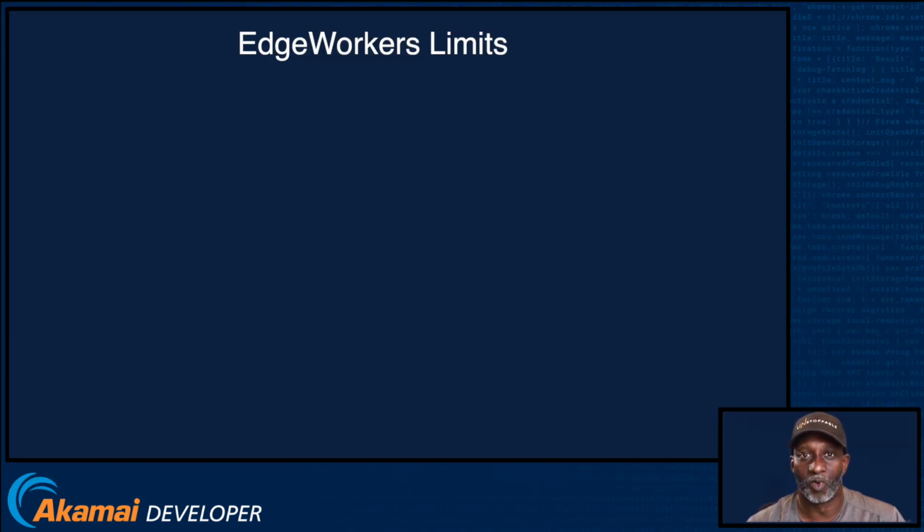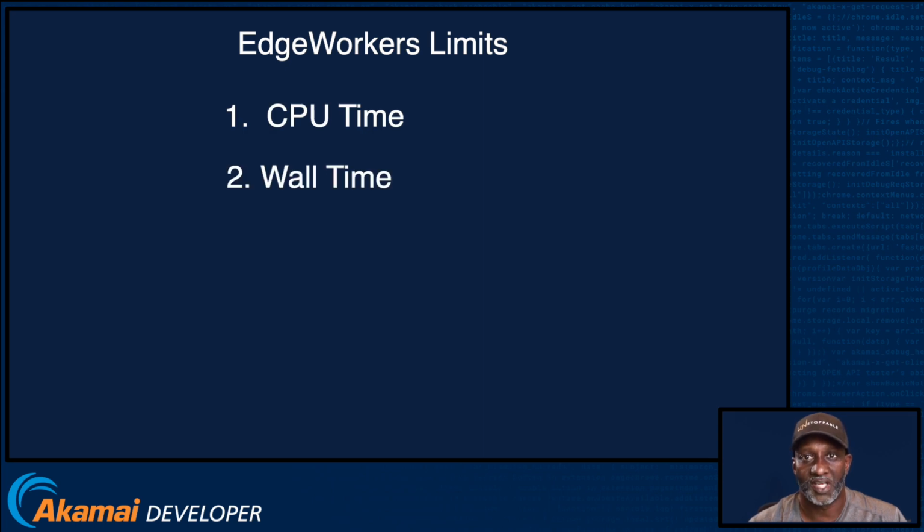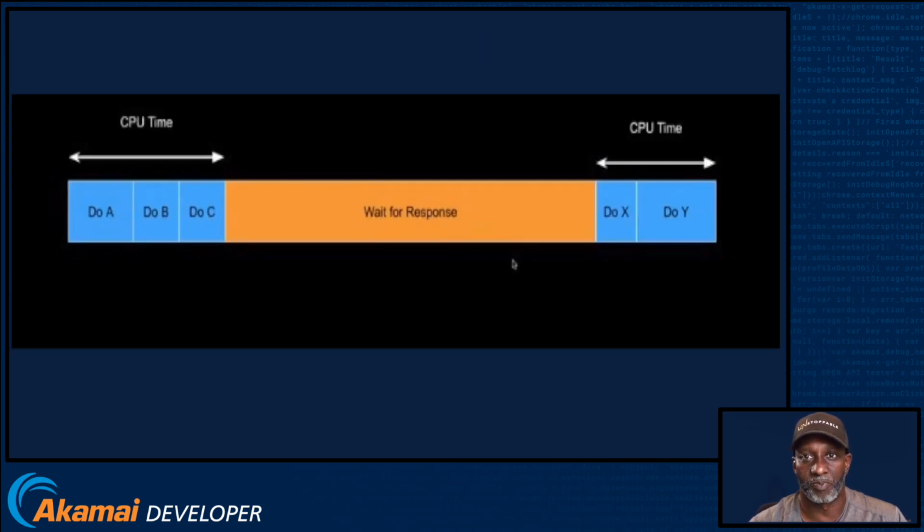Now let's dive into the world of performance profiling. From an EdgeWorkers perspective, there are three limits that you want to keep in mind. They are CPU time, wall time, and memory utilization. My colleague Tim Barik created this illustration to help explain these limitations.